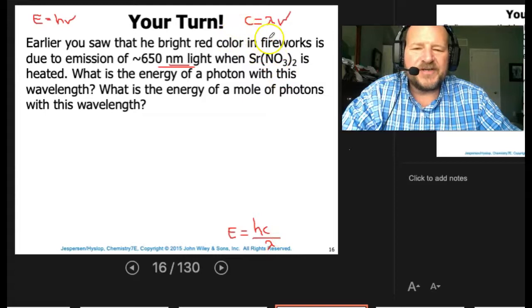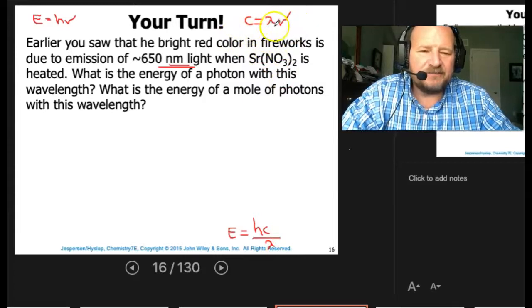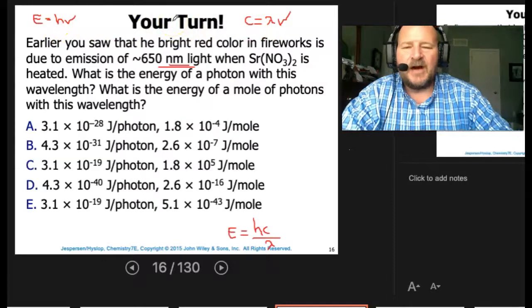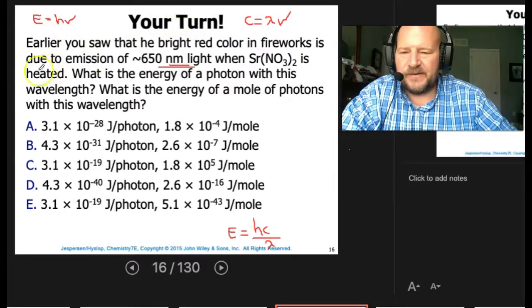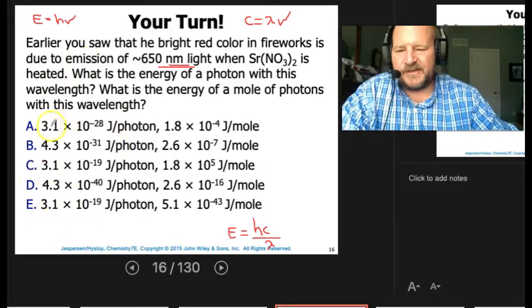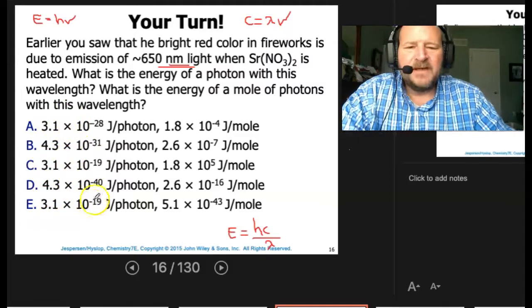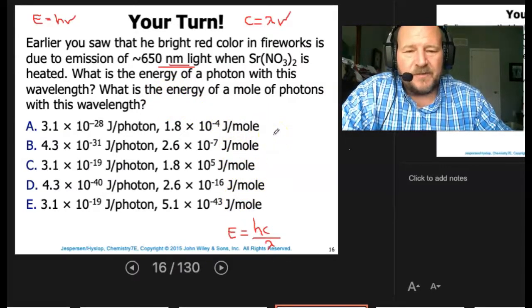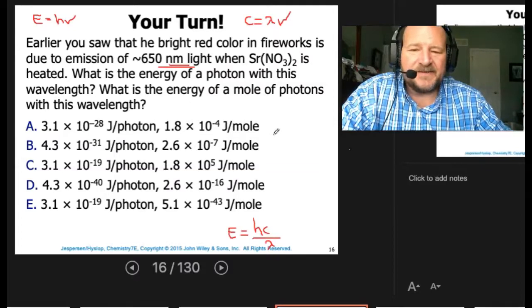Or if you prefer, you could use this equation first, get an answer, and then plug it in for nu and get the answer over there. Now, once you have the first answer, which will be one of those five options, then what we're going to do is multiply that by Avogadro's number, and that's how we're going to get the mole. So photons per mole, we can treat photons like a particle, and remember Avogadro's number is particles per mole. And so we can then multiply by Avogadro's number, and that'll give us the second number.